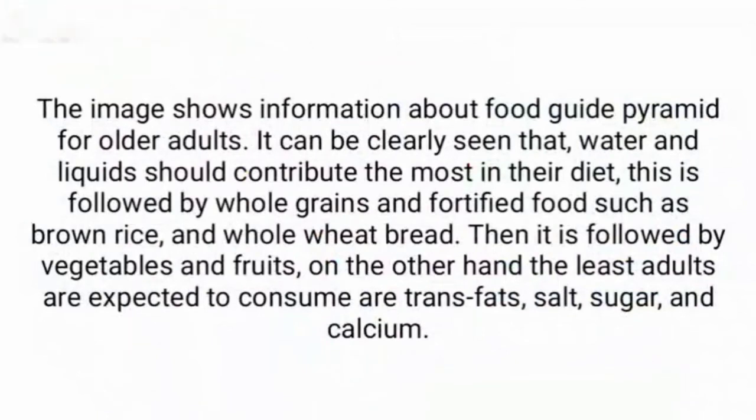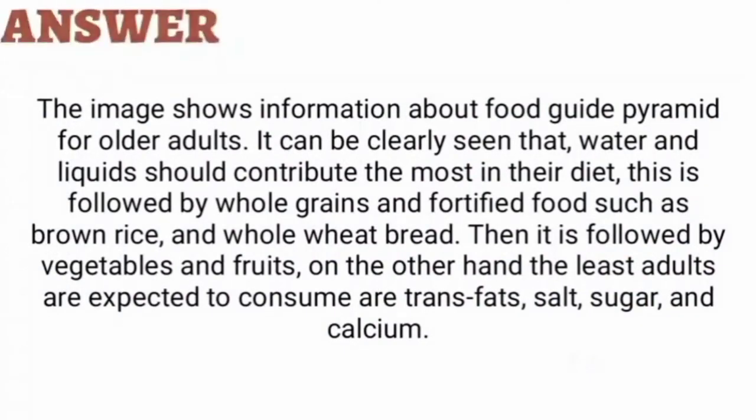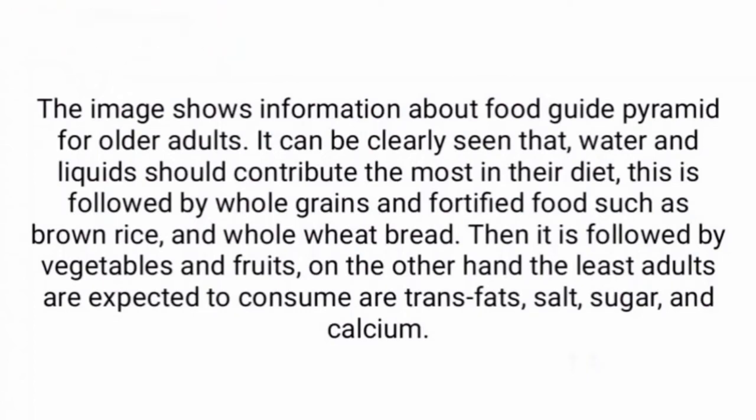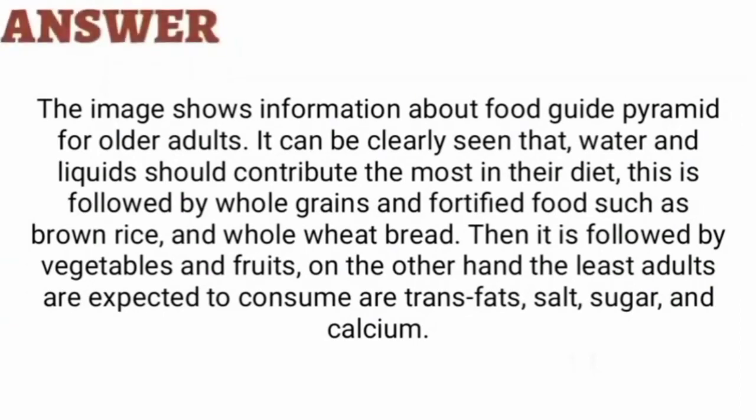The image shows information about food guide pyramid for older adults. It can be clearly seen that water and liquid should contribute the most in their diet. This is followed by whole grains and fortified food such as brown rice and whole wheat bread. Then it is followed by vegetables and fruits. On the other hand, the least adults are expected to consume are trans fats, salt, sugar, and calcium.